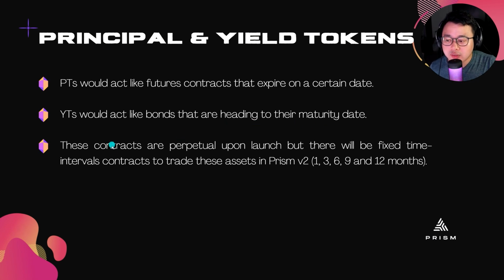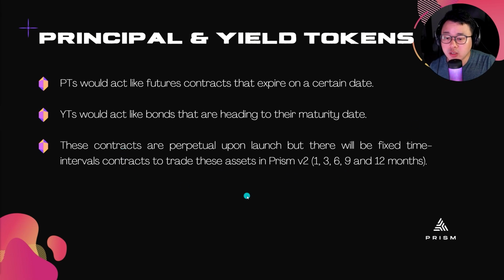In the beginning, when they first launch, these contracts will act more like perpetuals, so there won't be a maturity or certain expiration dates like mentioned. But in the future, in Prism V2, so they've already planned for this, there will be certain fixed expiry dates like 1 month, 3 months, 6 months, 9 months, 12 months, similar to the futures and options in stock markets as well as in the rebate exchange.